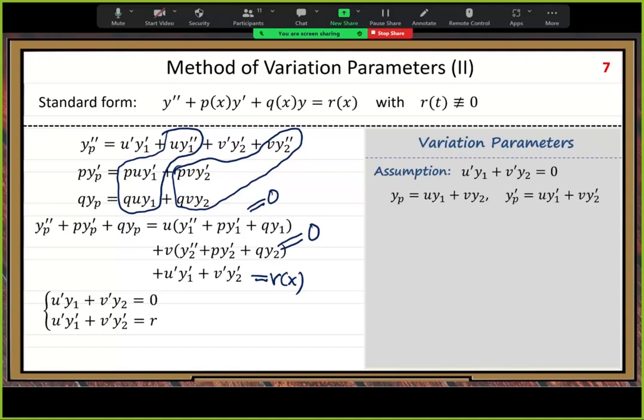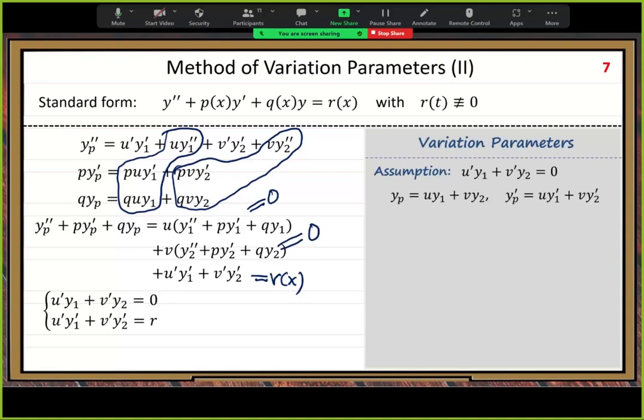Observe this linear system. Can you identify it as a linear system? What are the variables, the coefficients, the unknowns, and the knowns? All of them? U prime and V prime are unknown. Y1 prime, Y1, Y2 prime, Y2 are known, because we assume we have these two solutions. So Y1, Y2 are known, and U prime, V prime are unknown.